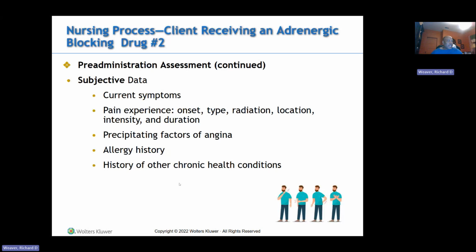Take a look at the objective data. We certainly want to get as much information as possible, especially from the patient's experience.